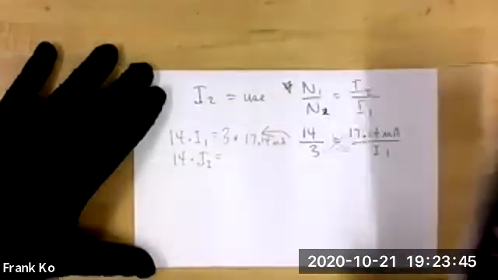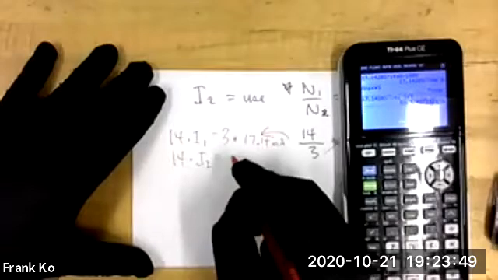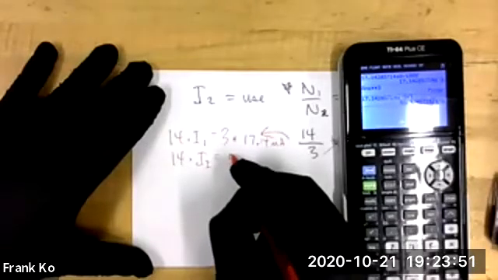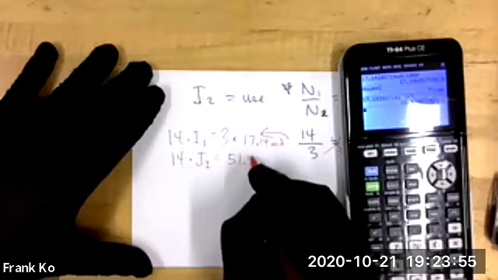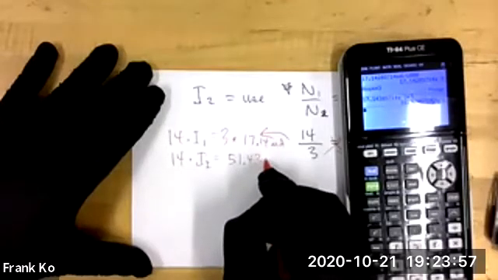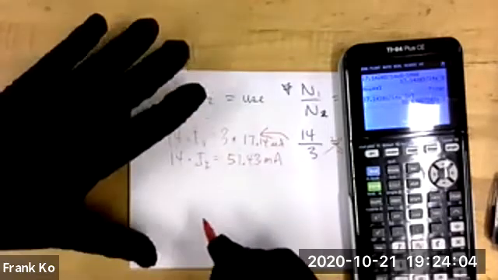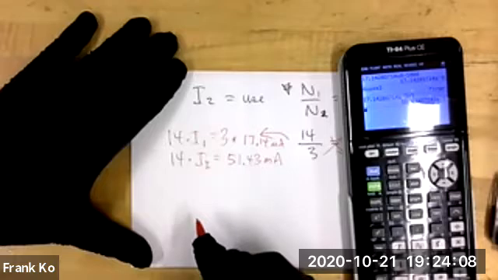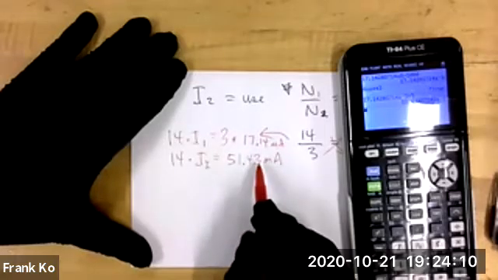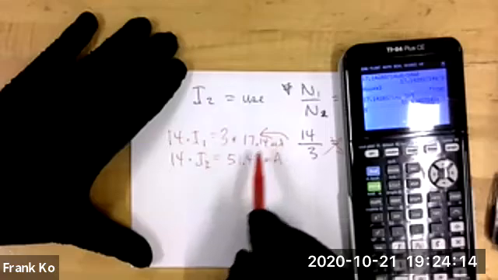Is it 51.42? Third digit, we may be a fraction of a decimal place off. I calculate 51.43 milliamps. If you have 42, it's okay, we're within 1/100th of a decimal place of each other, yeah? All right, so now you have the right-hand side calculated as a result of 3 times 17.14.